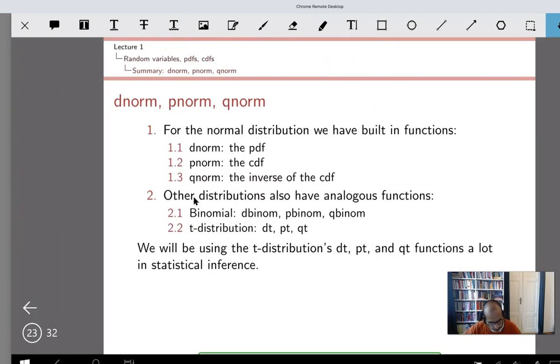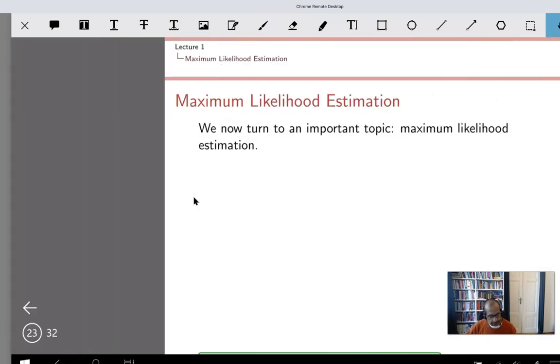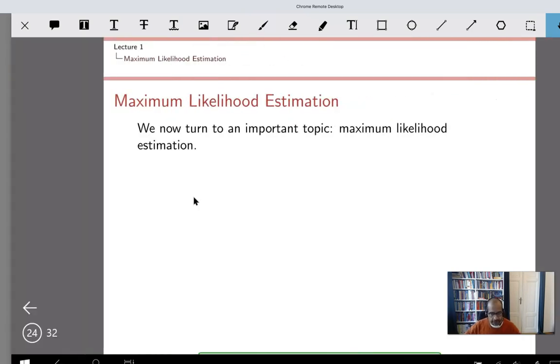Okay, so to summarize, in the normal distribution we have these 3 built-in functions, dnorm, pnorm, and qnorm. These allow us to compute various quantities, as I showed you, and we have analogous functions in the binomial distribution and other distributions. Okay, so we'll be using these a lot later on. All right, so that was the quick introduction to probability distributions and to random variable theory. I want to now turn to the next important topic, which is maximum likelihood estimation.